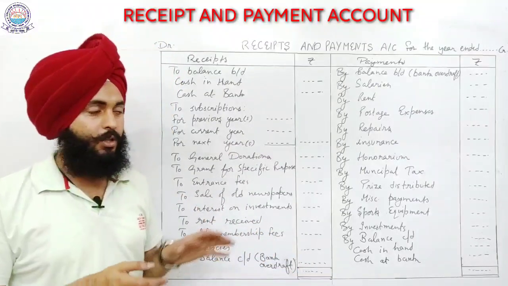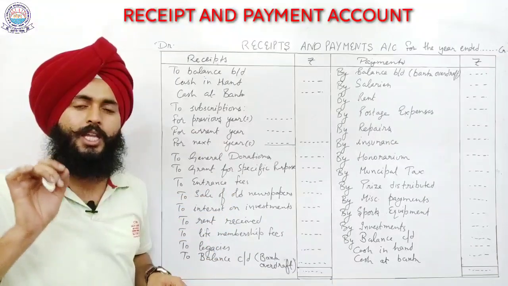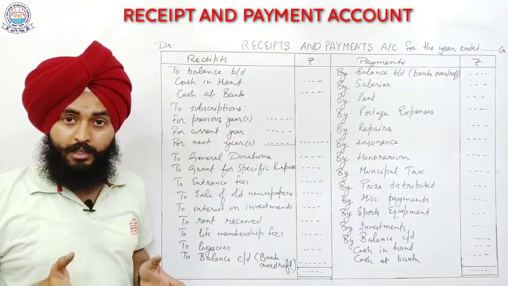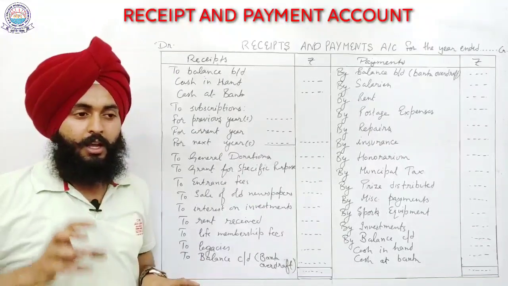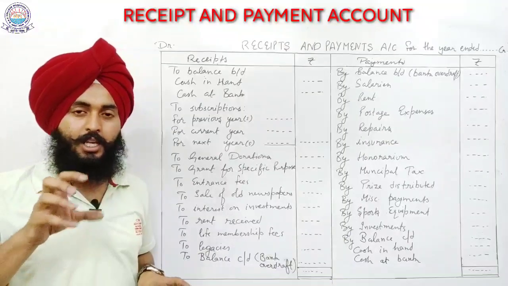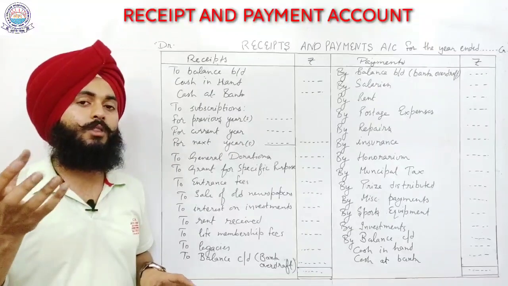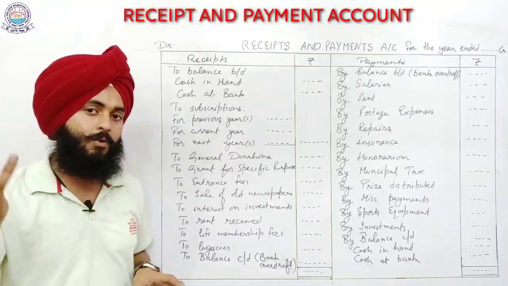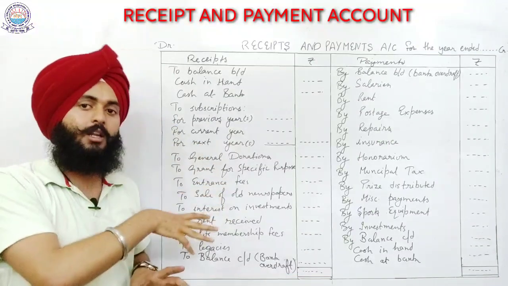Okay, so this is the format, there is nothing more to it. Let me tell you one thing, it's very easy. Why is it easy? Because the main thing is there are no adjustments. In the trial balance, the major information will be given to you and you just have to take those accounts and put them here.